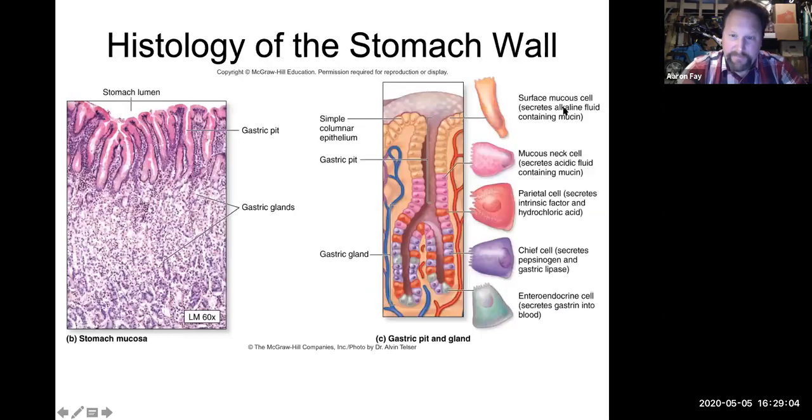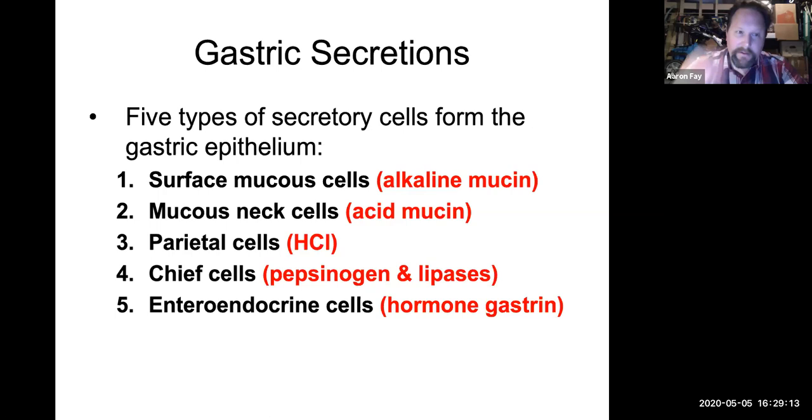Let's go back. So way down here, a little bit deeper down, you're going to have mucus neck cells making an acid kind of mucus. Now, at first glance, you're like, what the hell? We have 2 kinds of cells, one making basic mucus, one making acid mucus. What gives? Well, here it is. Surface mucus cells make basic mucus to protect the wall of the stomach. This stuff is thick and gloppy, and it stays stuck to the walls of the stomach to protect the stomach.